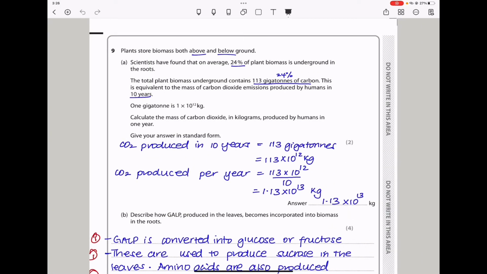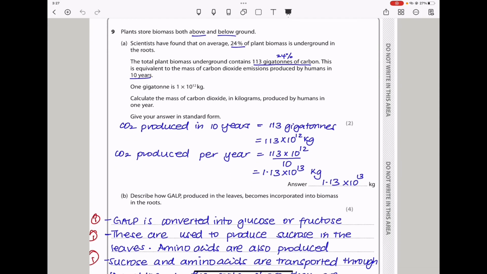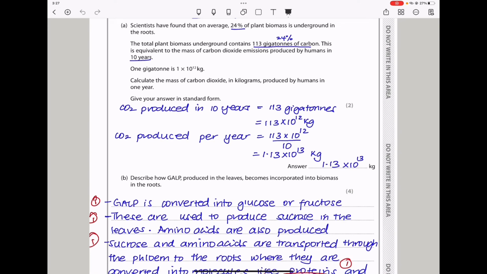Question 9. Plants store biomass both above and below ground. Scientists have found that on average, 24% of plant biomass is underground in the roots. The total plant biomass underground contains 113 gigatons of carbon. This is equivalent to the mass of carbon dioxide emission produced by humans in 10 years. 1 gigaton is 1 times 10 power 12 kilograms. They want you to calculate the mass of carbon dioxide in kilograms produced by humans in 1 year, and to give your answer in standard form.